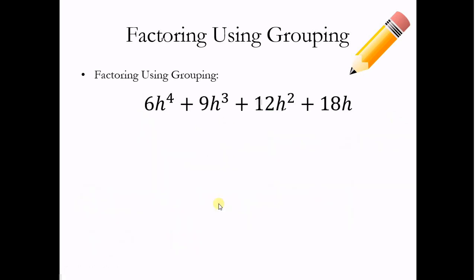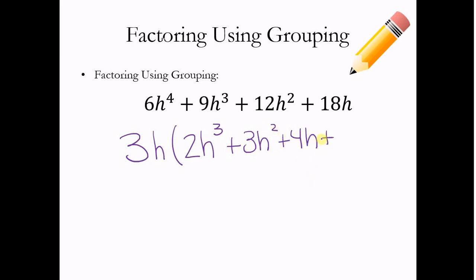Let's try this last problem here. So I need to first see, is there a GCF? It does look like it, doesn't it? I think all of them have a 3 that can come out, and then they all have an h as well. So let's take an h as well. So we're going to have 2h to the third plus 3h to the second plus 4h plus 6.